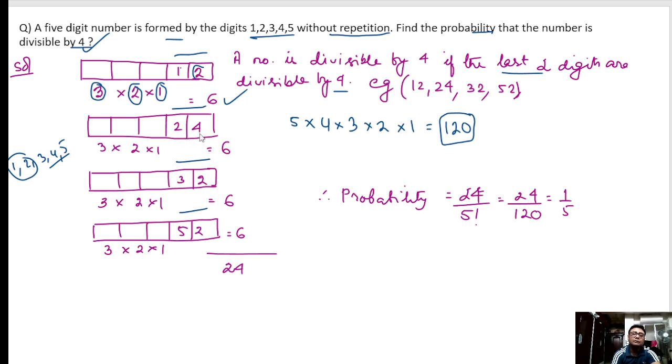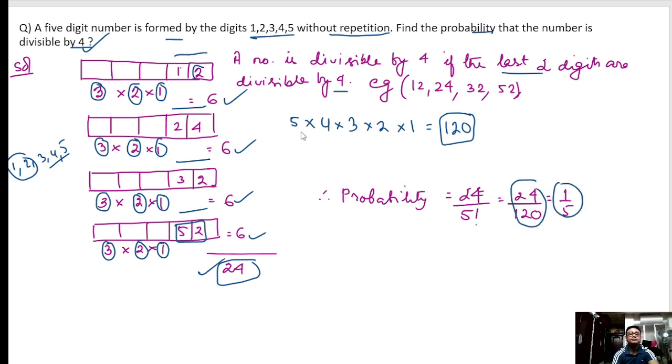When I make the last 2 digits 24, again I have 3 options, then 2 options, then 1 option. So it is 6 numbers. When I make the last 2 digits 32, again 3 options, 2 options, 1 option. That means 6. And when I fix the last 2 digits as 52, in the first box I have 3 options, then 2, then 1. So 6. So there are a total of 24 five-digit numbers divisible by 4 out of the 120. So this is my probability, and this is the answer.